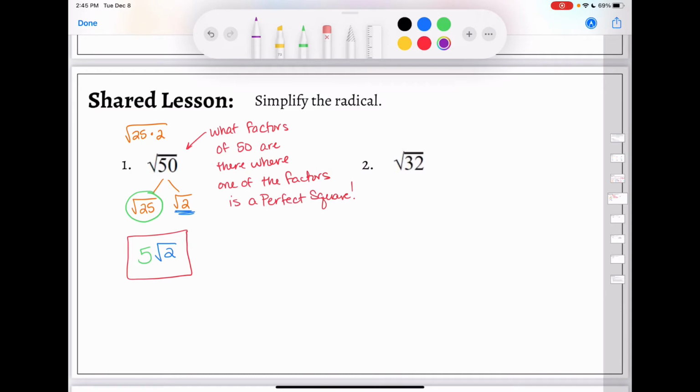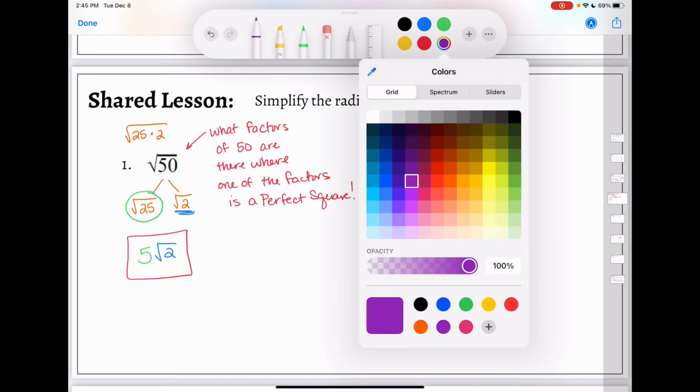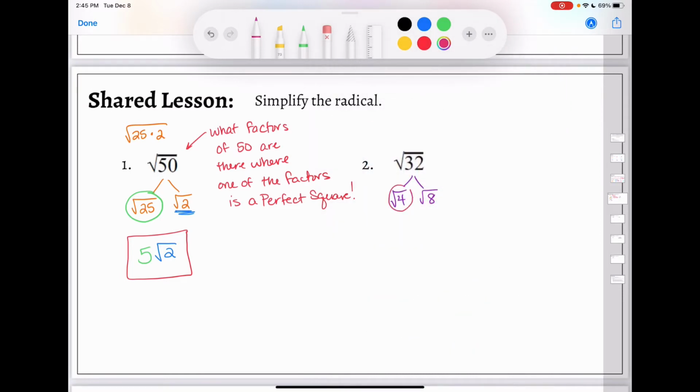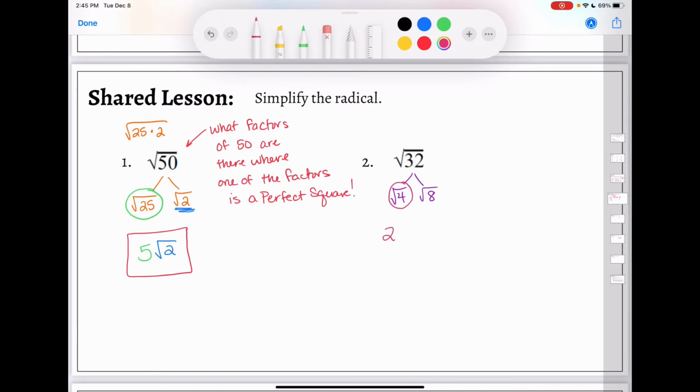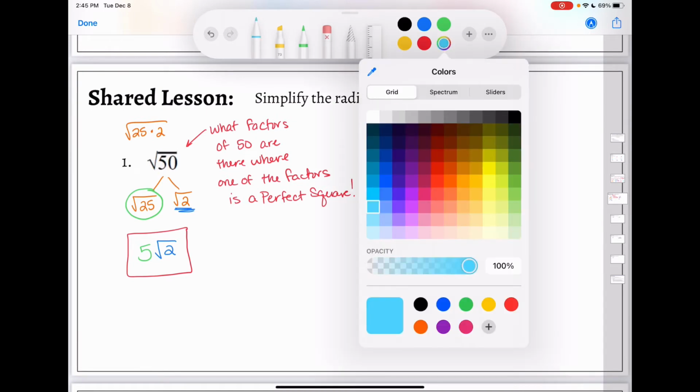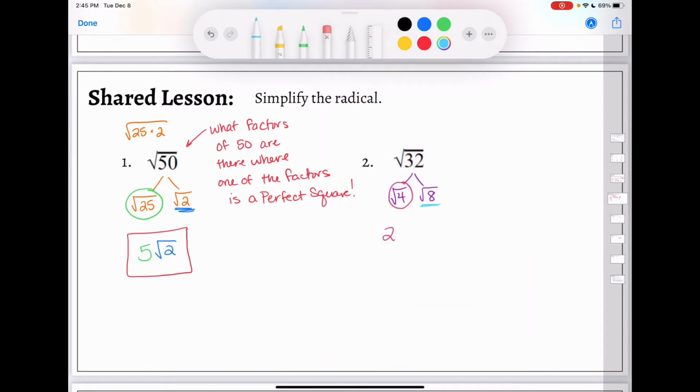well, let's see, 4 and 8 would be one set of factors, right? Square root of 4 and the square root of 8. All right, so the square root of 4, that's a perfect square. So square root of 4 is 2. The square root of 8 is not a perfect square. So that's going to stay the square root of 8.